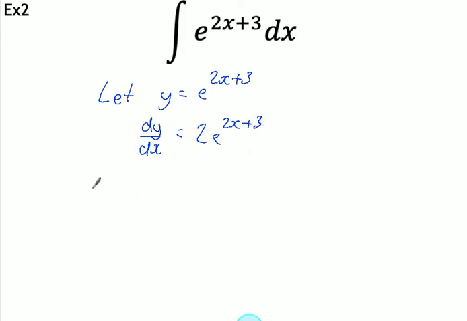It's not quite what I wanted it to be, so I'm going to make the coefficients the same. So this time it will be 1/2 of e to the 2x plus 3 plus my constant of integration.